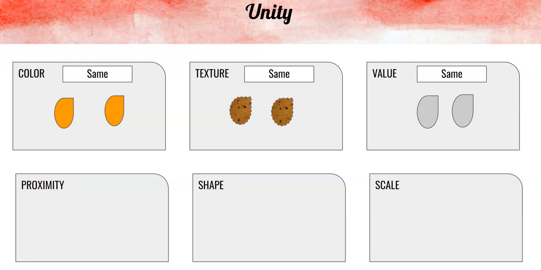The next one back at the top is proximity. That's how close something is. So this time, instead of writing the word same, you're going to write close together, or just close. And again, any 2 shapes you want, but put them near each other.